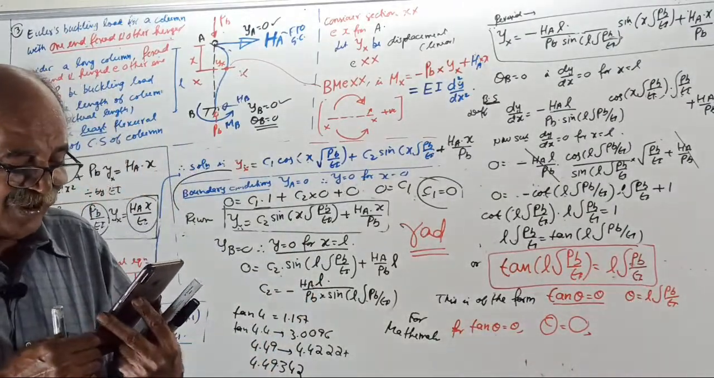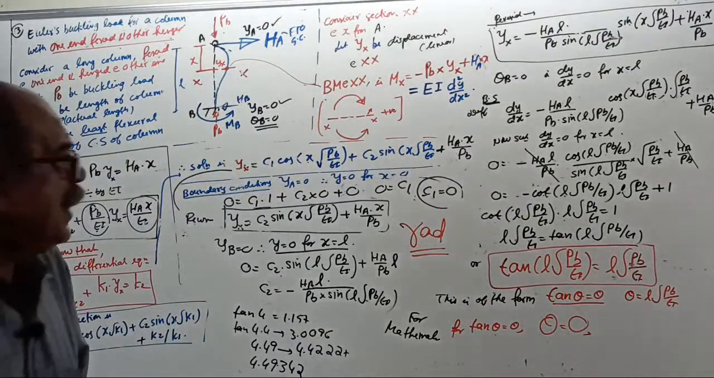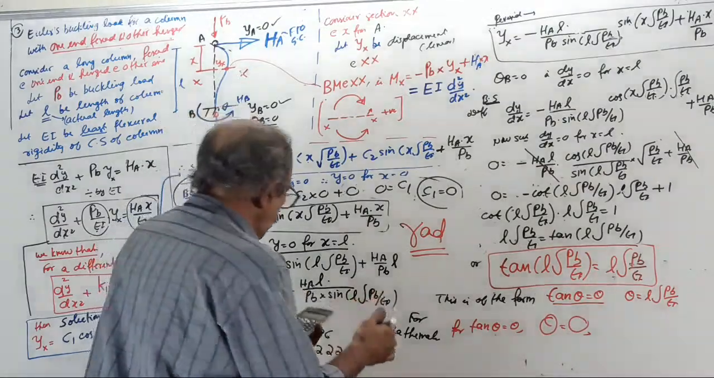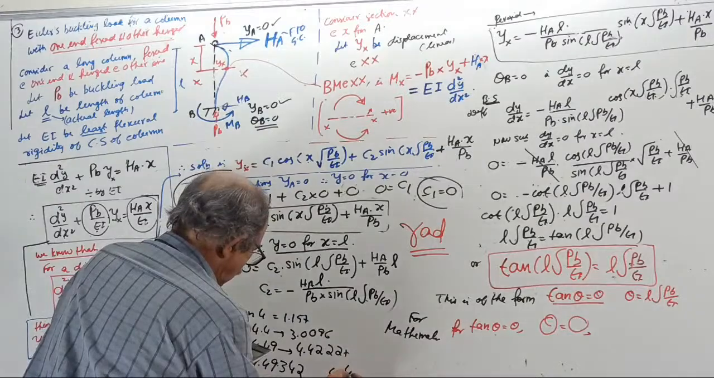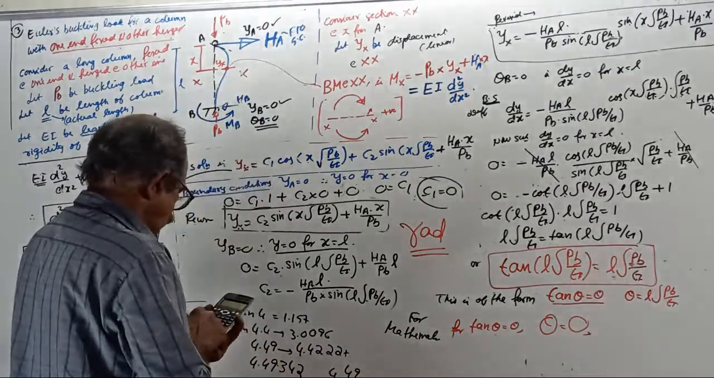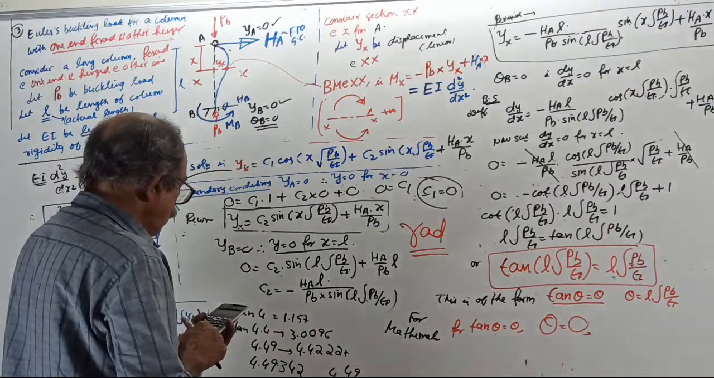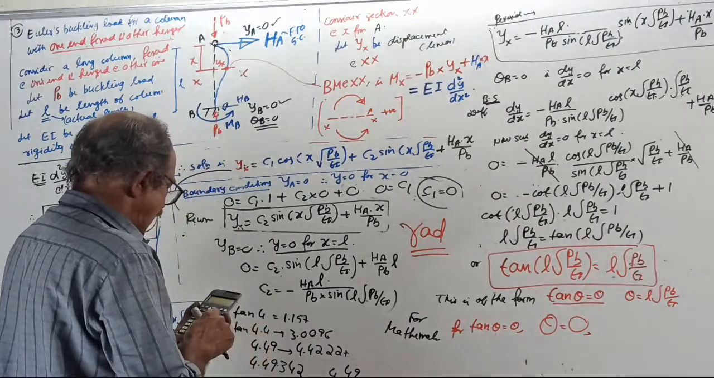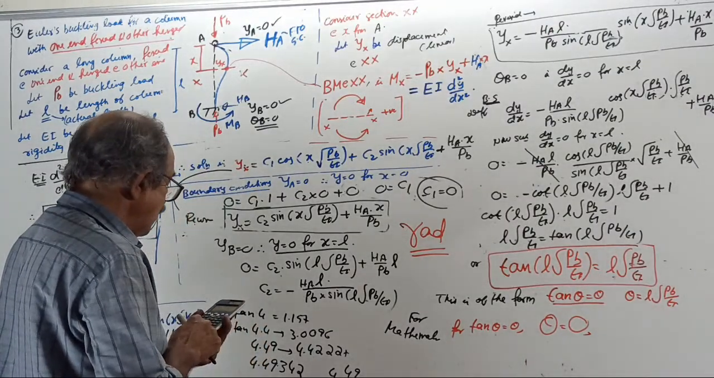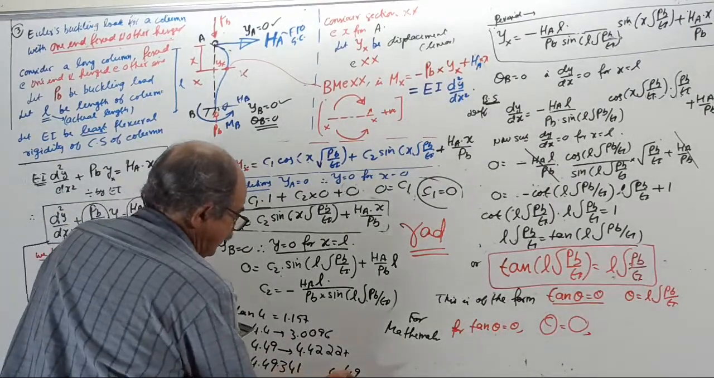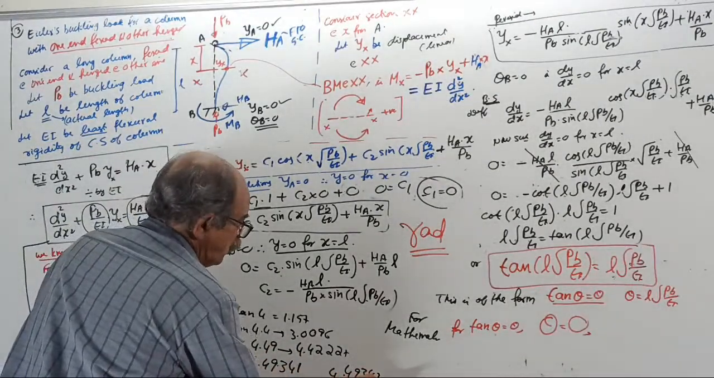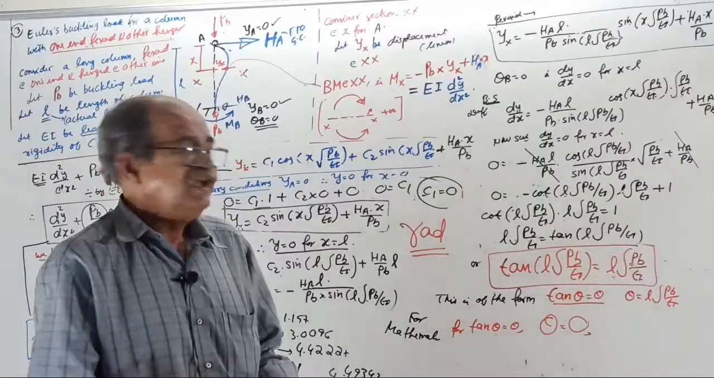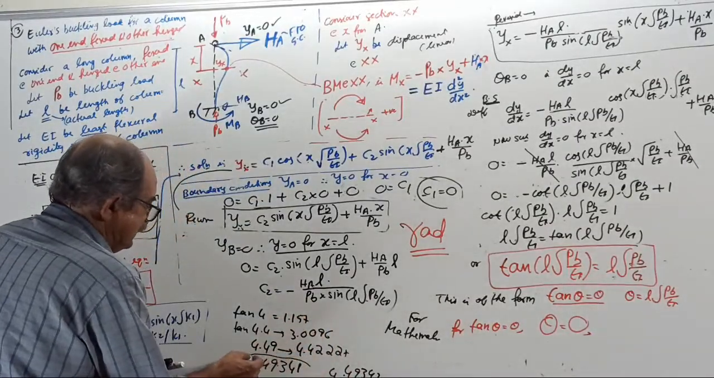Okay. Tan 4.49342. If I operate the calculator, tan 4.49342 is... Tan 4.49341 is 4.49342. See, the difference is only in the last digit. Clear now? You take your calculator in radian mode.